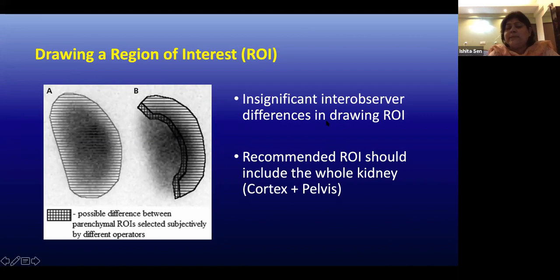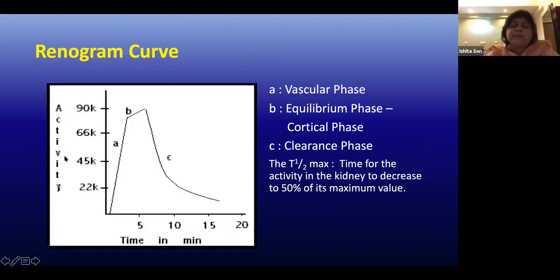Now, it has been seen that when you draw these ROIs, there is very little inter-observer difference in drawing ROI, and the recommended ROI should include the whole kidney, which includes the cortex as well as the pelvis. So that gives you the best kind of renogram pattern, the most comprehensible renogram pattern.